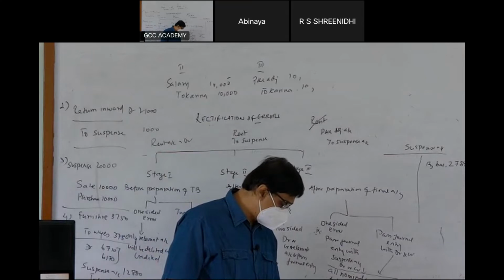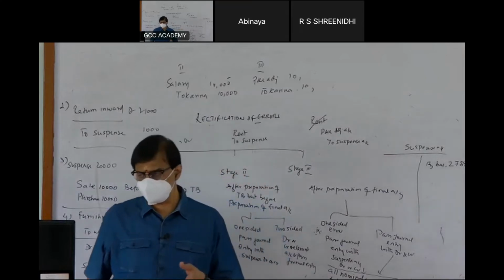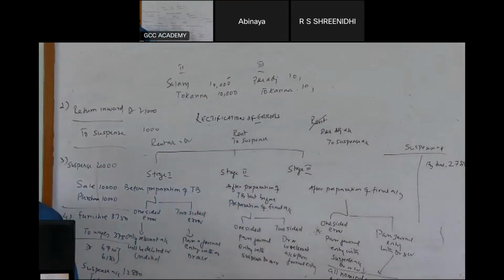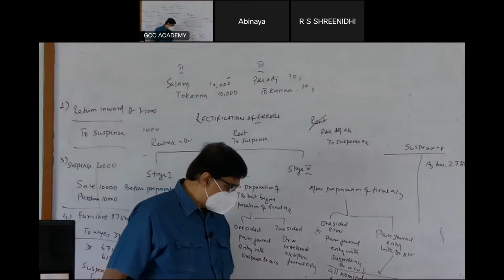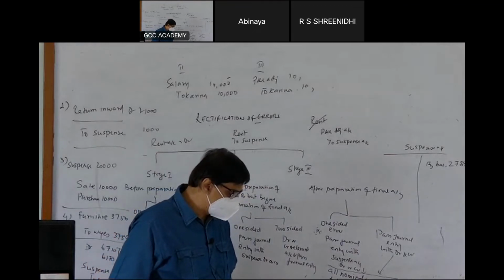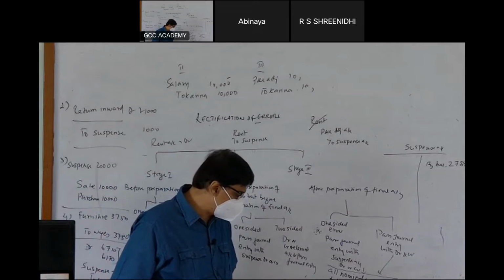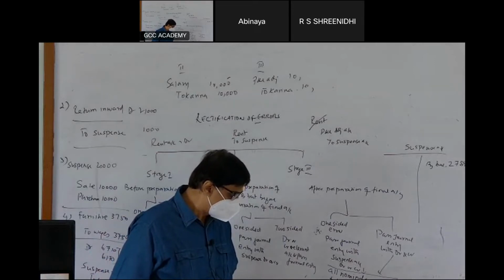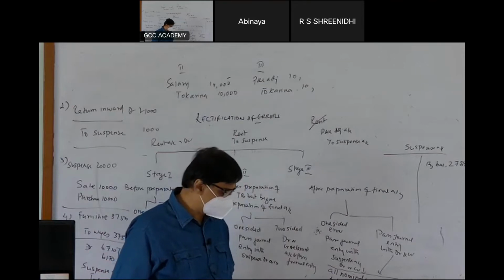Answer this question. Purchase of office furniture for rupees 20,000 has been debited to purchase account. So what is the nature of error?